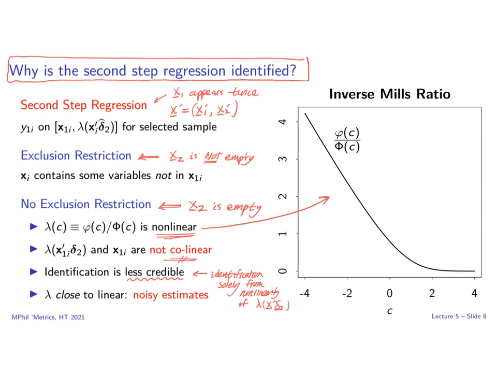A more pedestrian but no less important problem that arises when we lack an exclusion restriction is that over relatively wide ranges of c, the function lambda of c, depicted at right, is quite close to linear. So while x1 and lambda of x1 prime delta 2 may not be perfectly collinear, they might be nearly perfectly collinear, in which case the estimates that we obtain from the Heckman procedure could be extremely noisy.